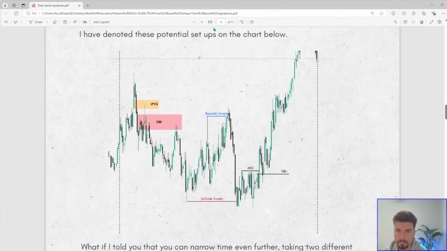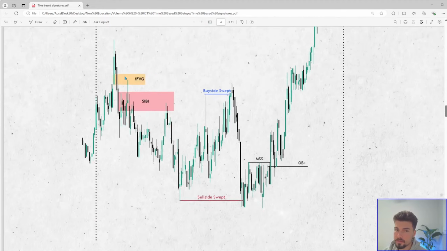So for example, we've got an inversion fair value gap here. We've got a sell side imbalance. Price uses that to move lower. We come up again, we sweep liquidity. We go down, we sweep liquidity. We have a shift, an order block, we push higher. Is one of these setups, or are one of these setups better than the other? No, right? Because how I personally trade, I'd be happy to take longs or shorts in any session.